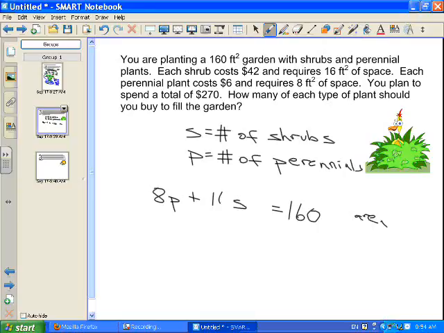Give me another number that is total. 270 represents money. This is my money equation. It's going to have P's and S's in it. How much money is a shrub? 42. And the other one? 6. Okay, there's my equation. All right, so we can use combinations in order to solve this one.